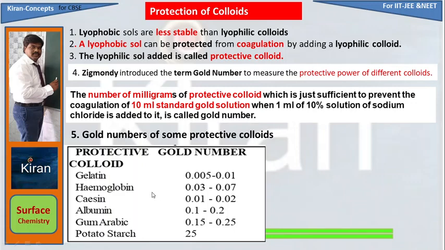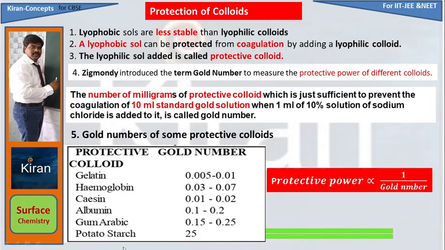Hemoglobin is also considered a protective colloid. Then you can add 0.03 to 0.07. That is the reason our blood also clots when you keep it outside. Casein 0.01 to 0.02, albumin 0.1 to 0.2, gum arabic 0.15 to 0.25, potato starch 25. These are the gold numbers. All are expressed in milligrams.